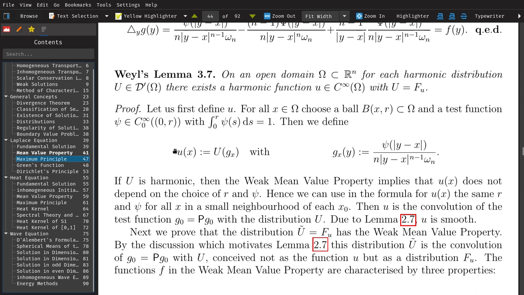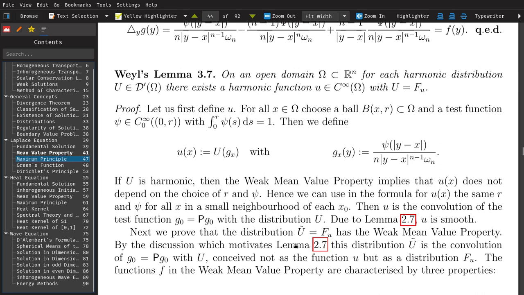How you can prove that this function is harmonic is you prove that its distribution has the weak mean value property. The distribution u tilde corresponding to u has the weak mean value property, and you use that to show that u then also has the weak mean value property. And then because it's a function with the mean value property, it's a harmonic function.